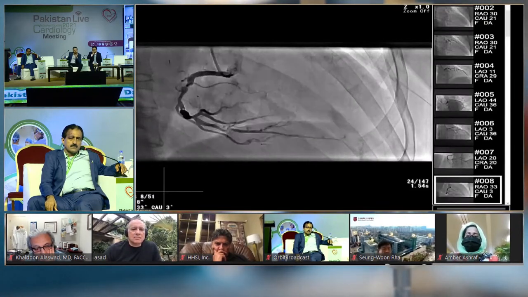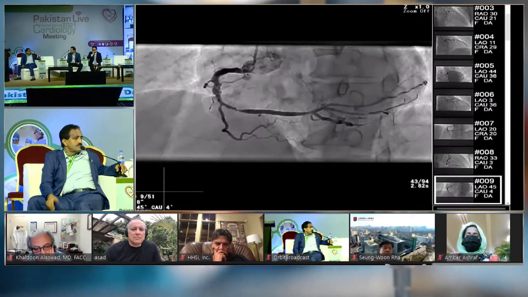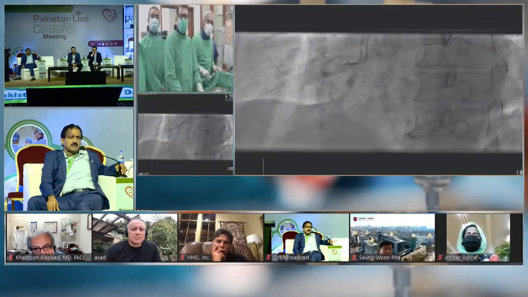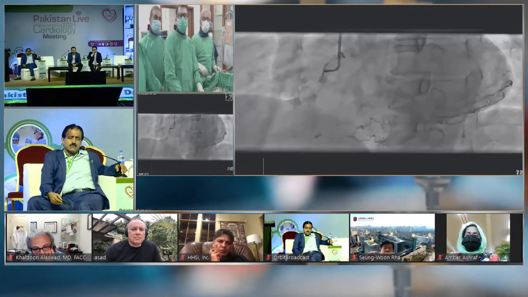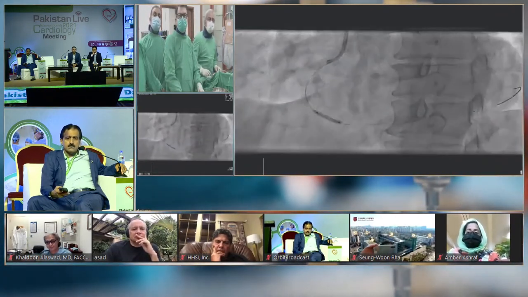It's a huge size. This had a POBA a couple of months ago. There's a critical lesion distally in the RCA, so they decided to fix it in the morning before we came. That is a great job done. Can you go forward, please?